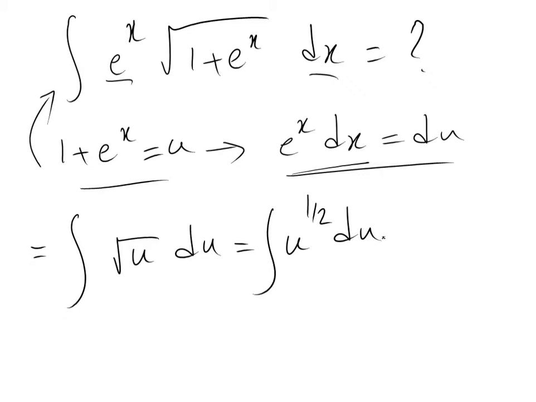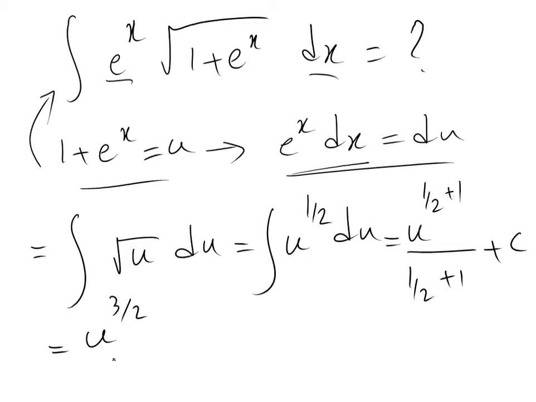Okay, and this integral will be equal to u to the power of the exponent plus 1, divided by the exponent plus 1, plus c, that's the constant of the integral, which will be equal to u to the power of 3/2, divided by 1/2 plus 1, which is 3/2, therefore this will be 2/3, right? The inverse of 3/2 is 2/3, plus c, that's the constant of the integral.